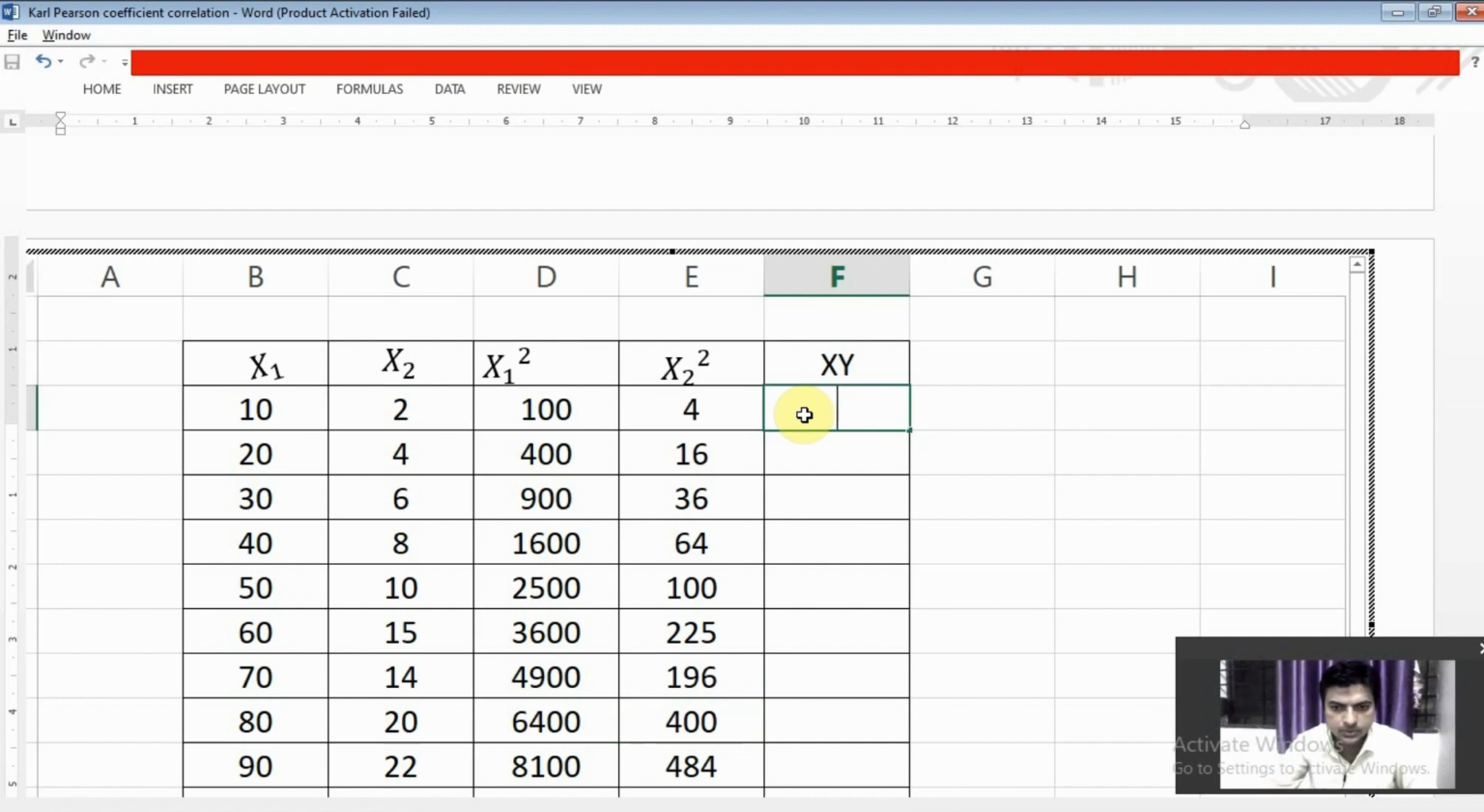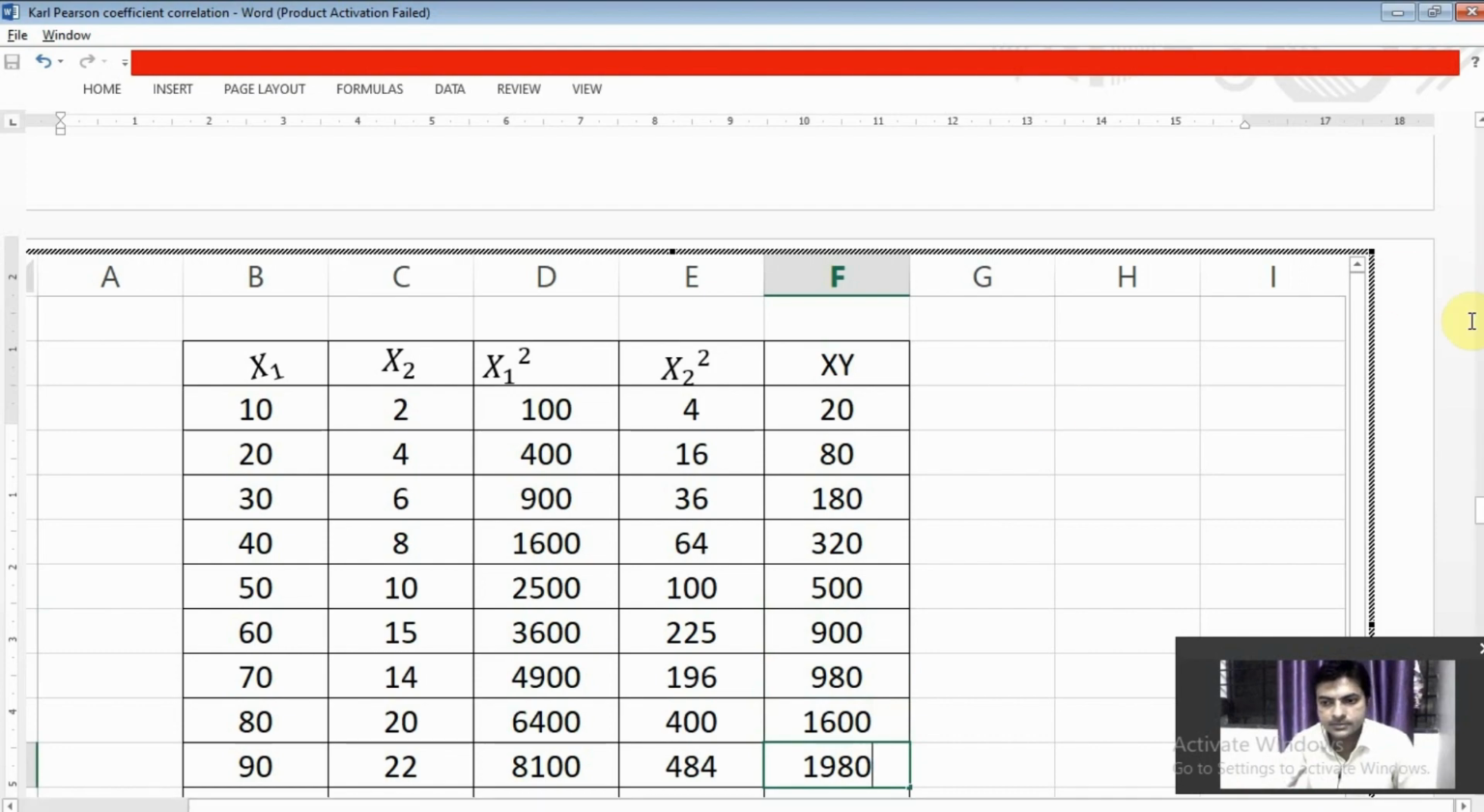Similarly, you go on simplifying for x into y. So 10 into 2, 20, 20 into 4, 80, 30 into 6, 180, and then 40 into 8, 320, and 50 into 10, 500, 60 into 15, 900, 70 into 14, 980, 80 into 20, 1600, 90 into 22, 1980. Yes friends, so like this you can easily calculate the values.